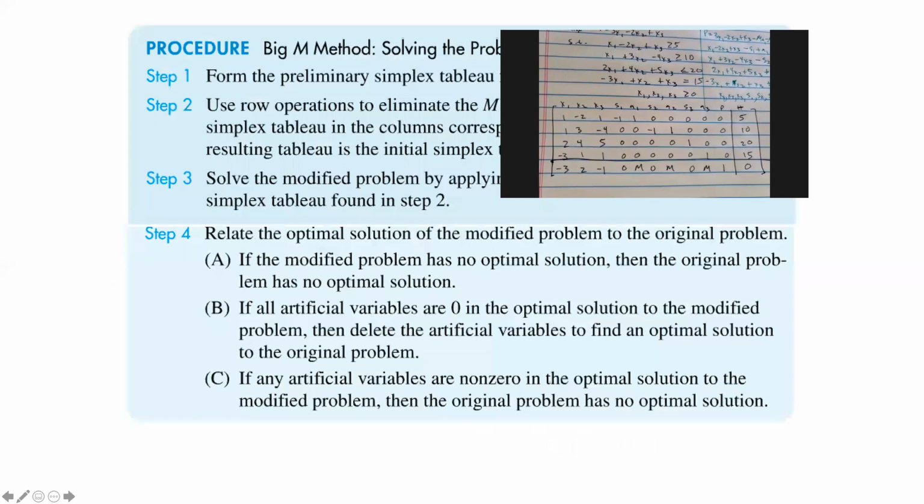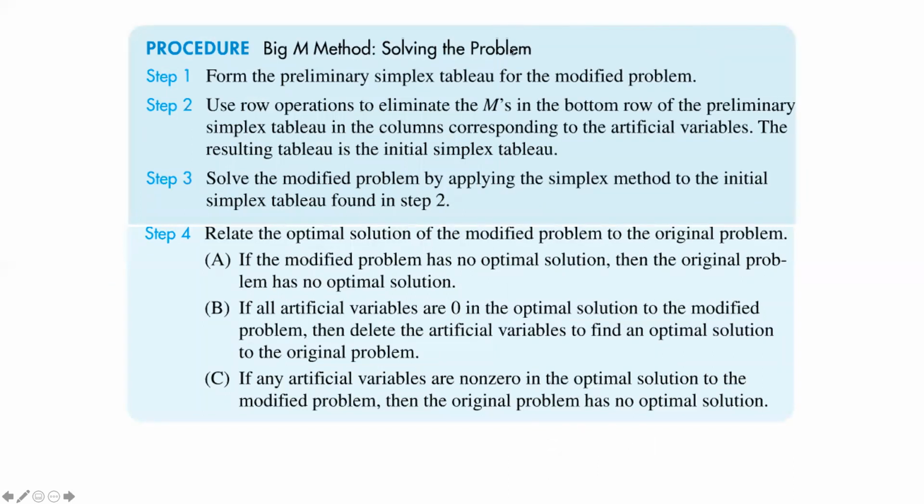So again, I'm going to make this small up here. So for the preliminary simplex tableau for the modified problem, we use row operations to eliminate m's in the bottom row, right? I'll put this right here. That's exactly what I'm saying, right? We've got to get rid of these m's in the bottom row. So I'll remove those. The resulting tableau will be the initial simplex tableau, and that basically will give us a basic feasible solution. And then step 3, we'll solve the modified problem by applying the simplex method to the initial simplex tableau found in step 2. And step 4, basically relate the optimal solution to the modified problem to the original problem, right?